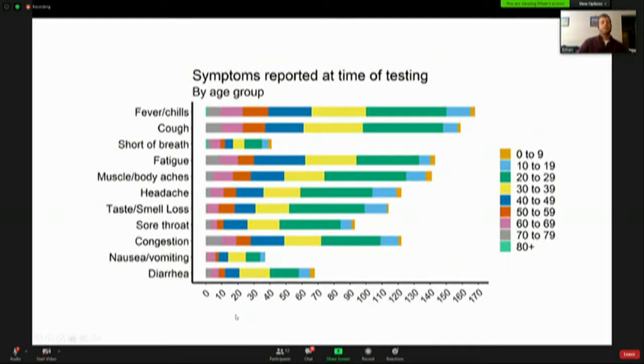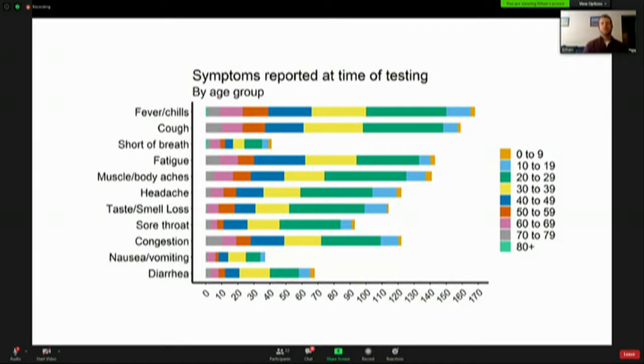And speaking of symptoms, this next figure shows an important message when considering symptoms. So here you see the number of cases in Missoula County who have reported 11 COVID symptoms that are highlighted by the CDC. And within the bars next to each symptom on the left, the colors indicate a specific age group of the Missoula County population.